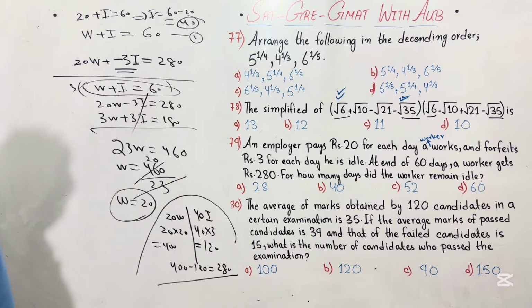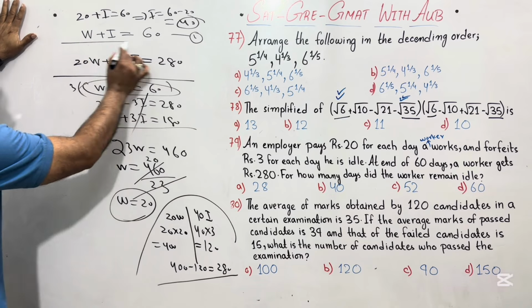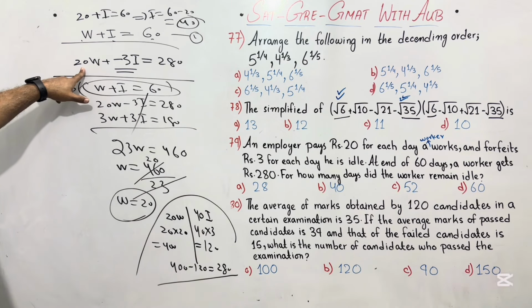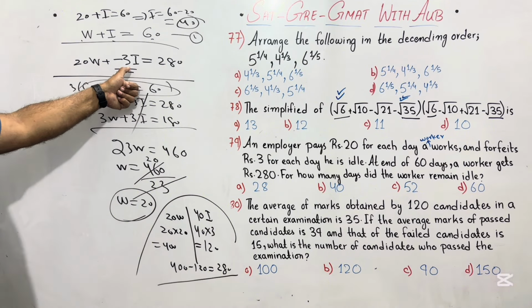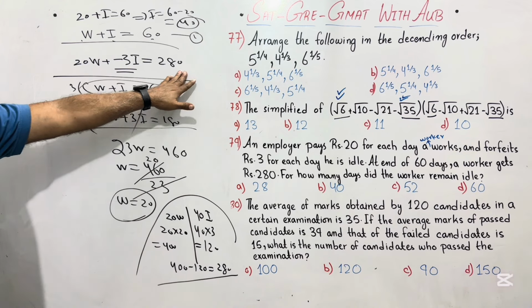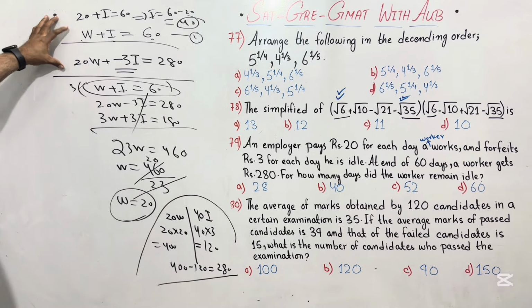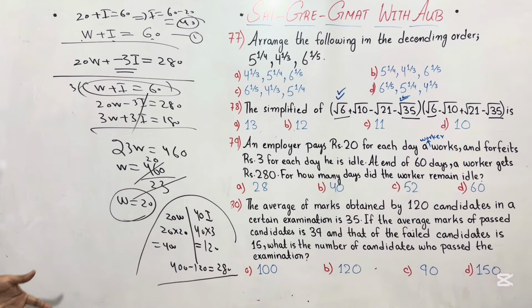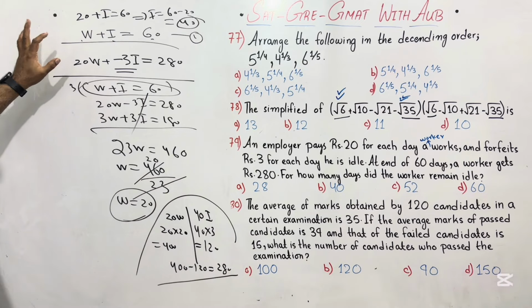An employer pays rupees 20 for each day a worker works and forfeits rupees 3 for each day he is idle. At the end of 60 days, the worker gets rupees 280. For how many days did the worker remain idle? Total days are 60, whether working or idle. Whenever he is working, he obtains 20 rupees. Whenever he is not working, he has to pay 3 rupees, minus 3. The total lump sum after 60 days is 280. Simply solve these two equations. We multiplied equation 1 by 3 and added them up, or you can apply any other method, substitution method, whatever suits you.